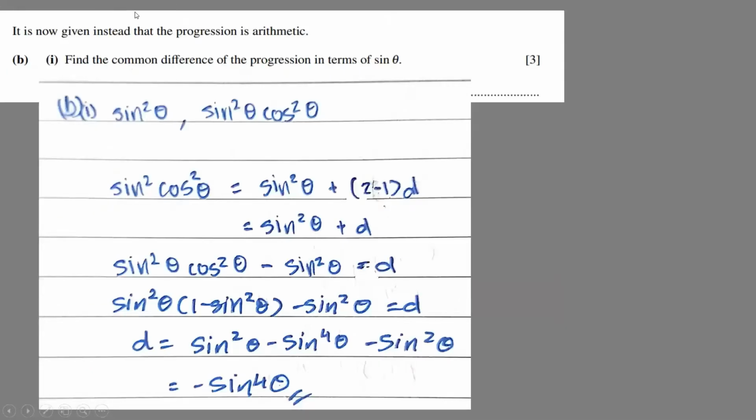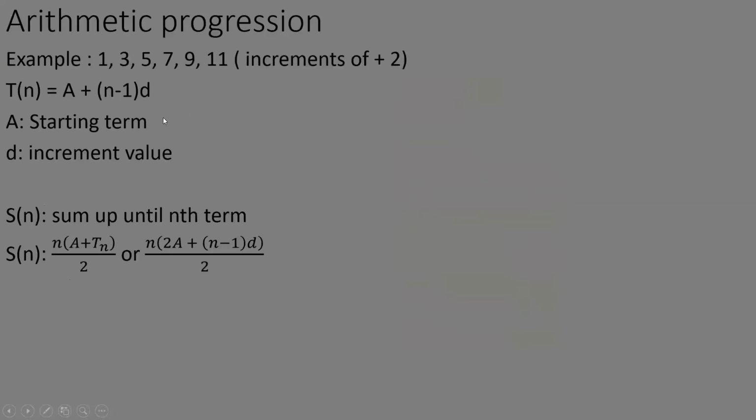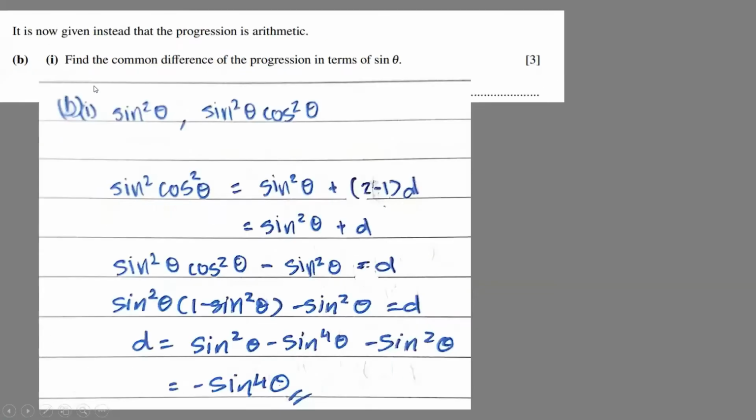It is now given that the previous series is arithmetic. Find the common difference in the progression in terms of sine theta. Again, write out your terms, and using this formula, we can equate the two expressions. So we know that sine squared theta cosine squared theta is equal to sine squared theta, which is the first term, plus 2 minus 1 d. So we have to find the common difference first.